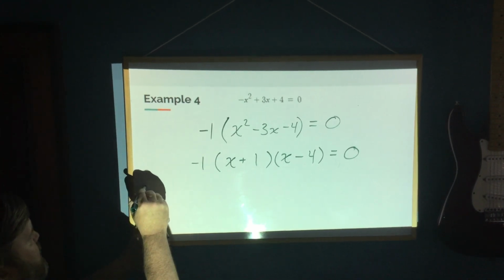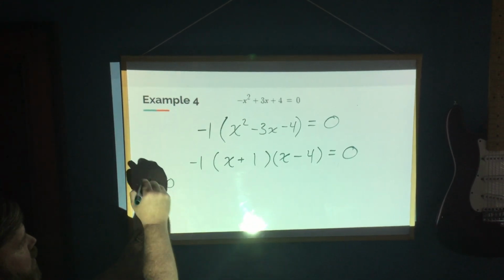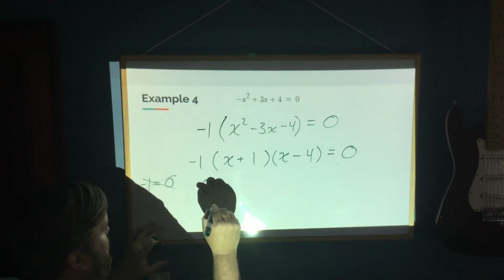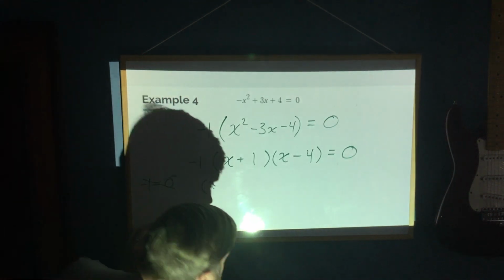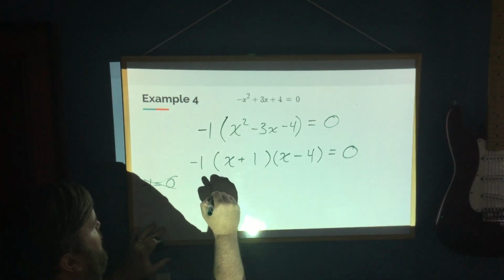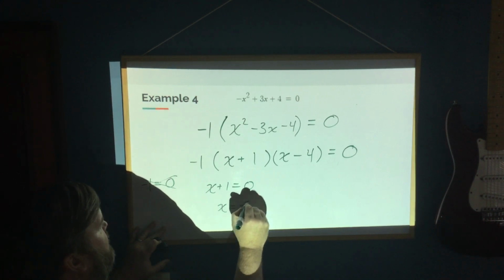But it looks really weird when you set the first one. It says -1 equals 0. Well, that's garbage. You can just throw that away. And then set the other two equal to 0. So I get x plus 1 equals 0. That means x is -1.